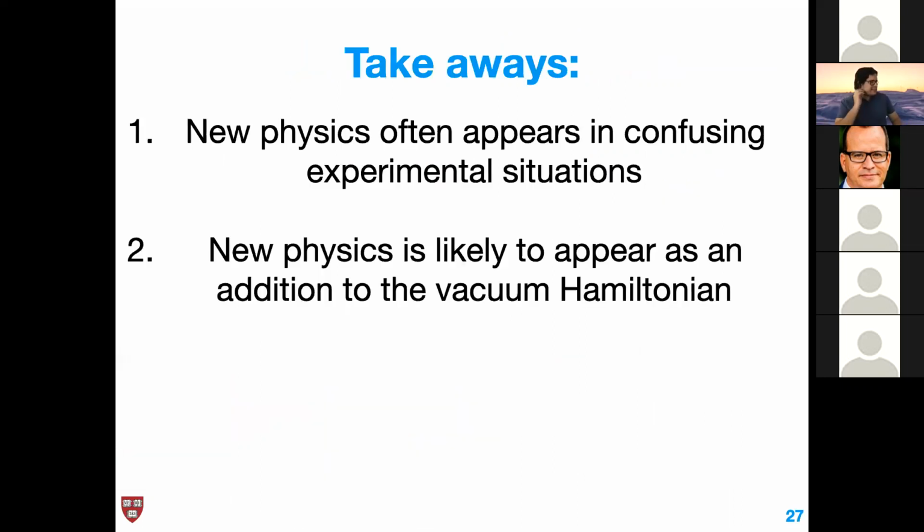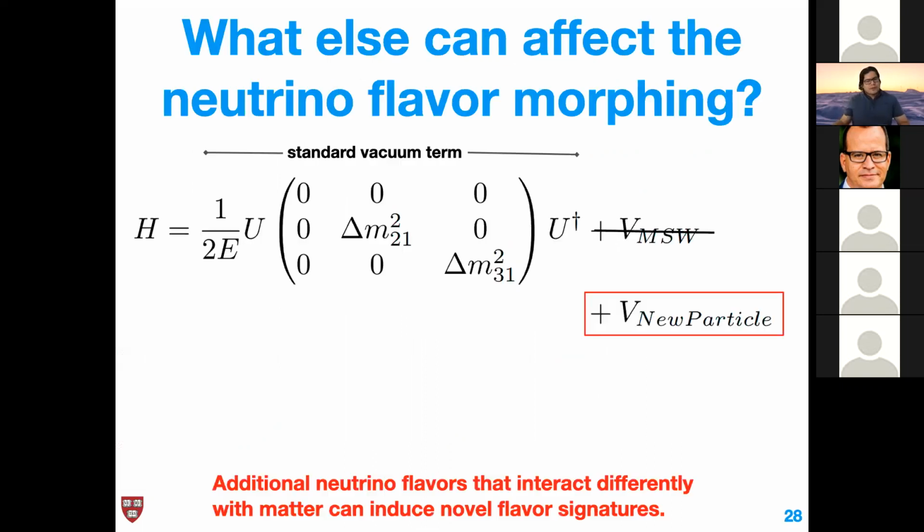The lesson I want you to take away here is that the new physics we're going to stumble upon is also usually going to appear in very confusing situations. And in neutrino physics so far, the new physics has appeared as some modification of the vacuum Hamiltonian, which makes us look toward oscillations. So what other ways could we think about modifying neutrino oscillations? What can I add to this?